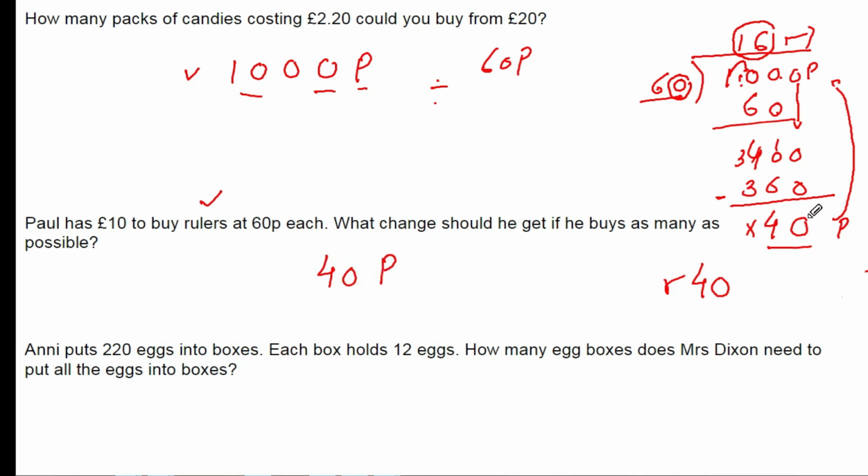Do you understand what I mean to say? I mean to say that your answer is rulers and this remainder is equal to pennies. Why? Because you are coming from pennies. 1000 pennies are giving you 40 pennies. Okay, so it means you are going to get change equal to 40 pennies. Understand? This is your answer now.